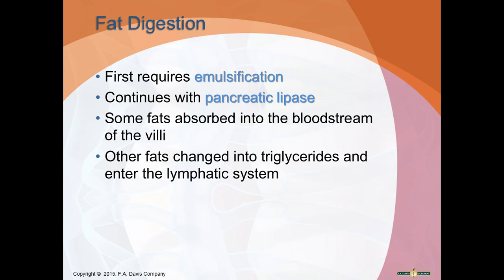If you get natural peanut butter, the oil will rise to the top. But if an emulsification agent has been added to the peanut butter, the oil will not rise to the top and it won't separate. Once emulsified, pancreatic lipase, the main fat digesting enzyme, begins to digest the fat. Fats are broken down into a mixture of glycerol, short-chain fatty acids, long-chain fatty acids, and monoglycerides.